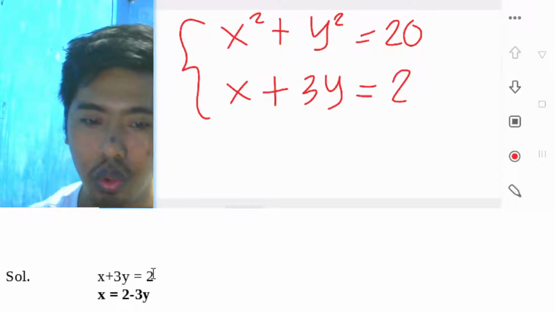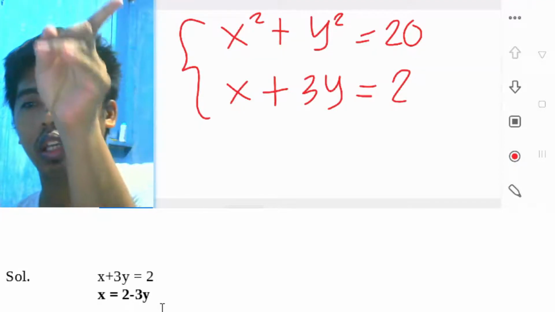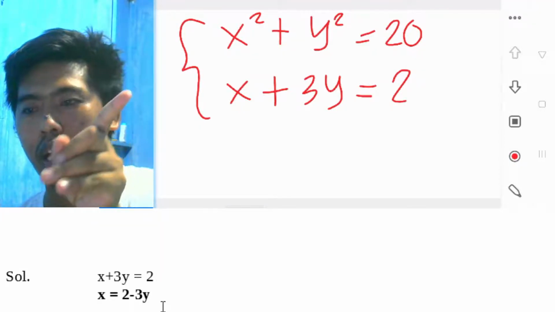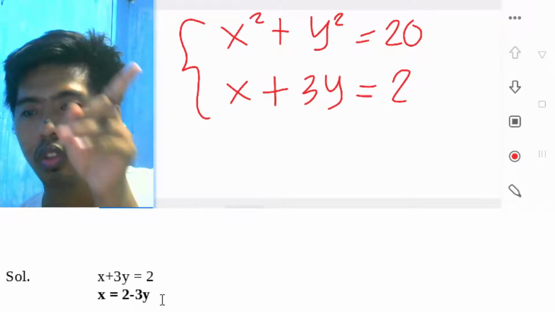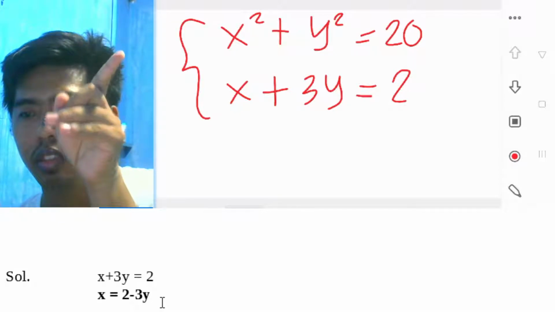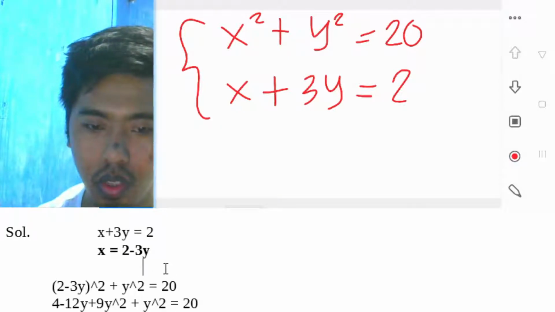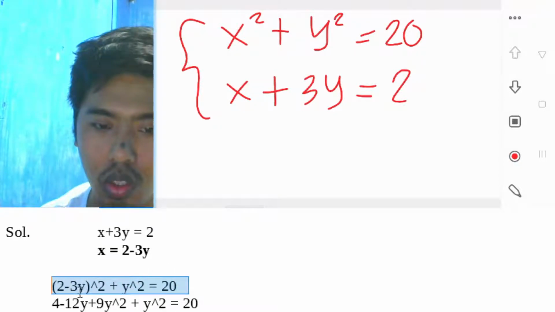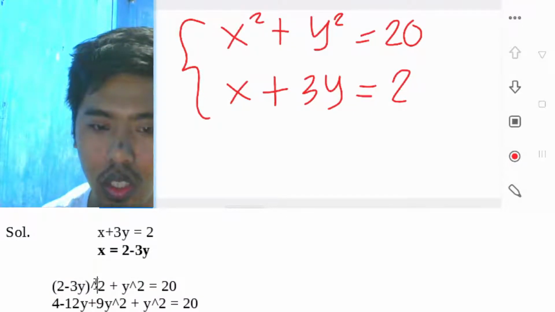Then I'm going to use the first equation, the x squared here, because I'm going to use the value of my x here. So I put the value of x in this first equation. So this is the x, and as you can see, it's to the power of 2, plus y squared equal to 20.